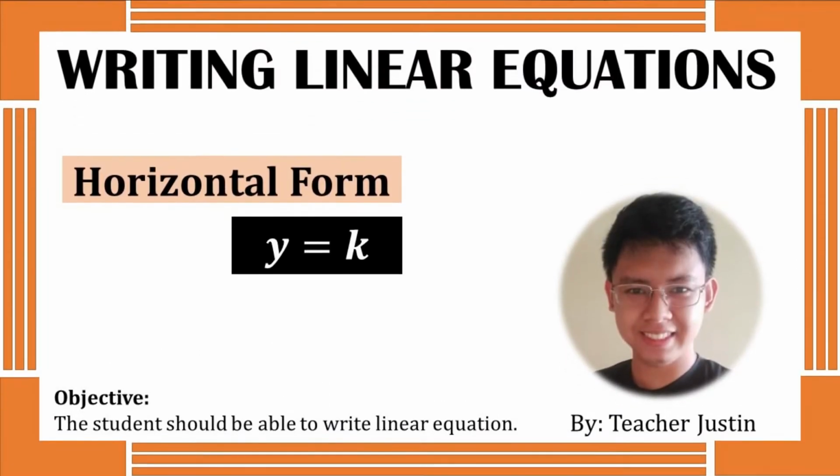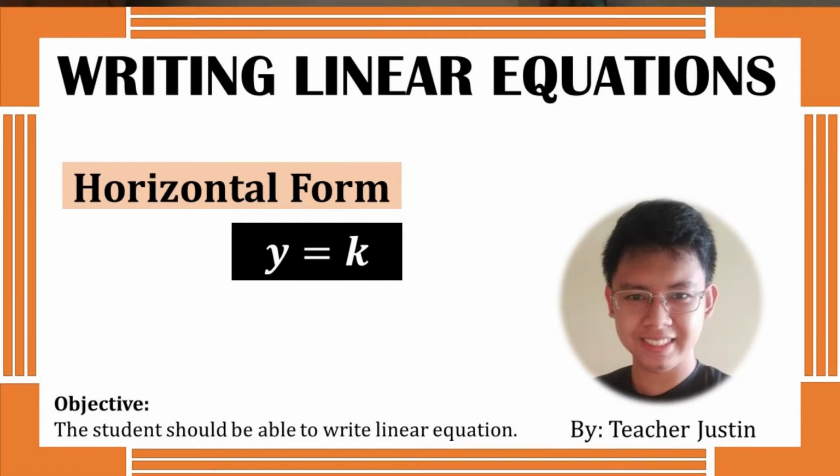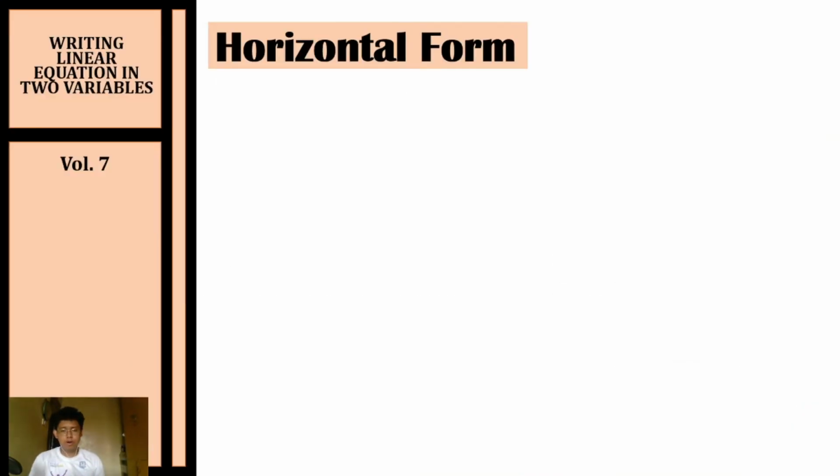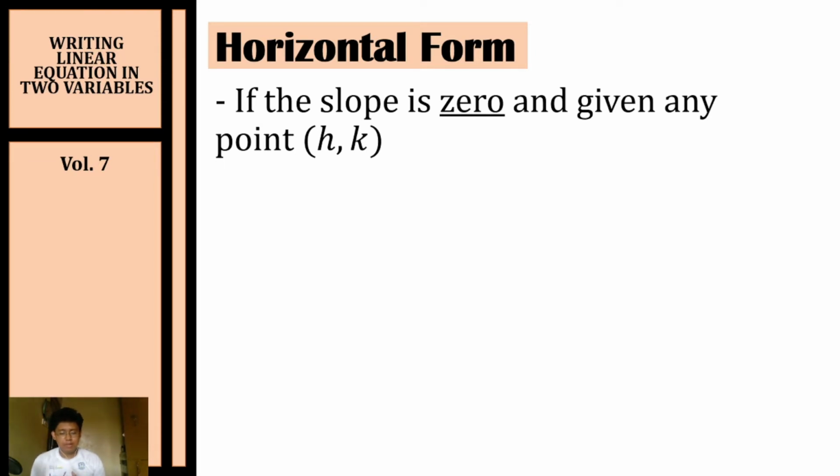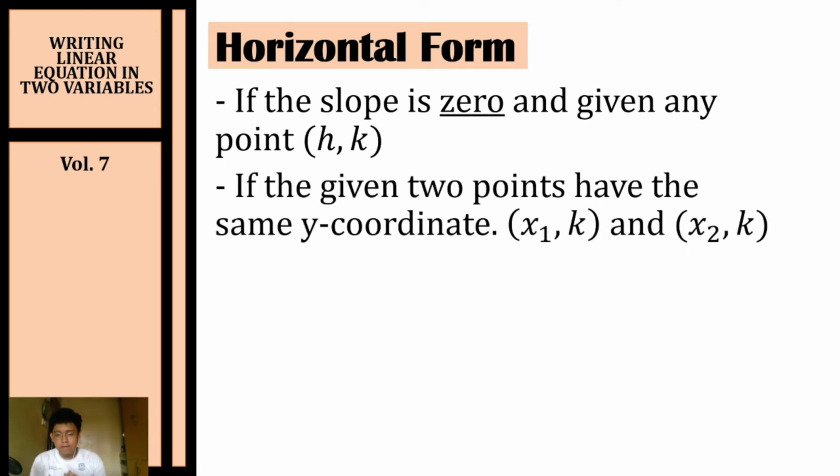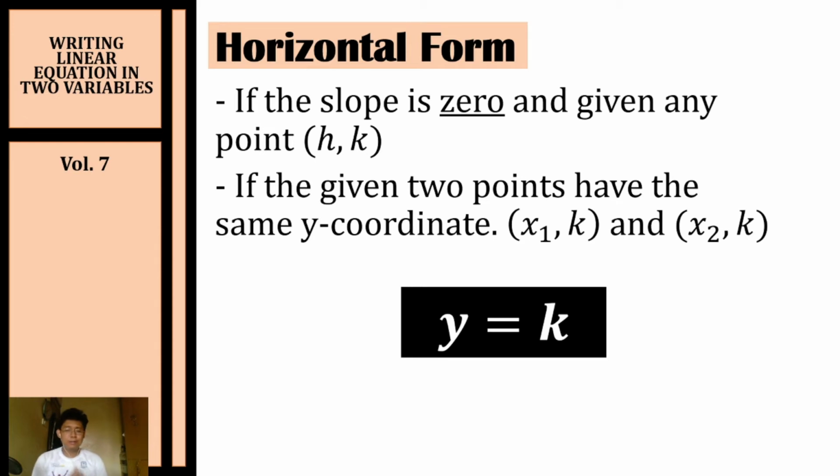On today's topic, we're going to write linear equations of a horizontal line. Let's talk about horizontal form. You will have a horizontal line if the slope is 0 and given any point. If the given 2 points have the same y-coordinate, expect that you will have a horizontal line. Now, if you encounter this scenario, your equation of the line will be y is equal to k.